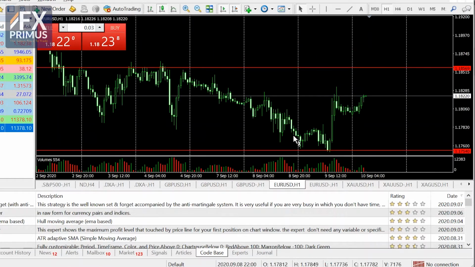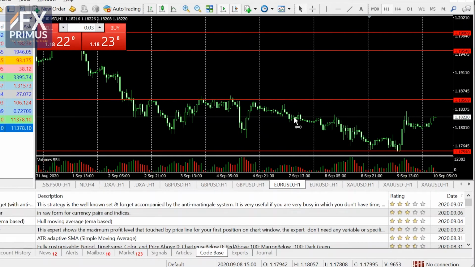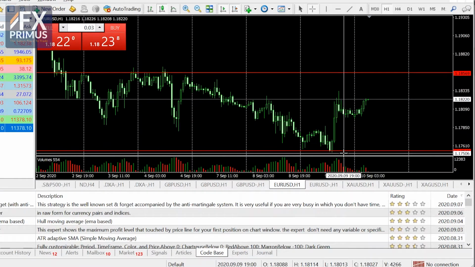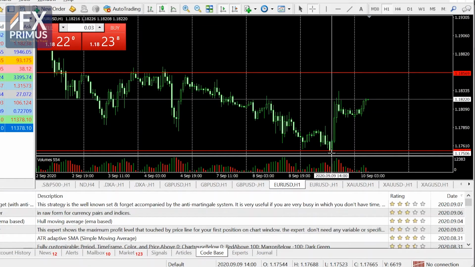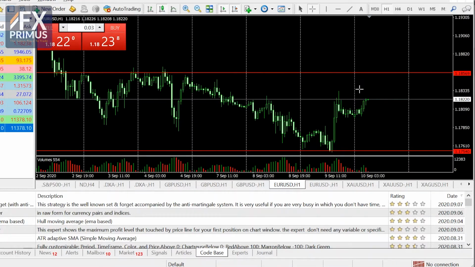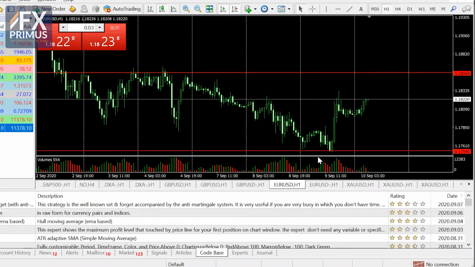Euro dollar wise, yesterday again, we do see the euro dollar finding support at about 1.1753 levels, and then at about 7 p.m. local Singapore and Malaysia time, it goes up from 1.1753 all the way until 1.1831, moving up 78 pips. And this morning it is still on a slightly bullish run, going up about 21 pips.